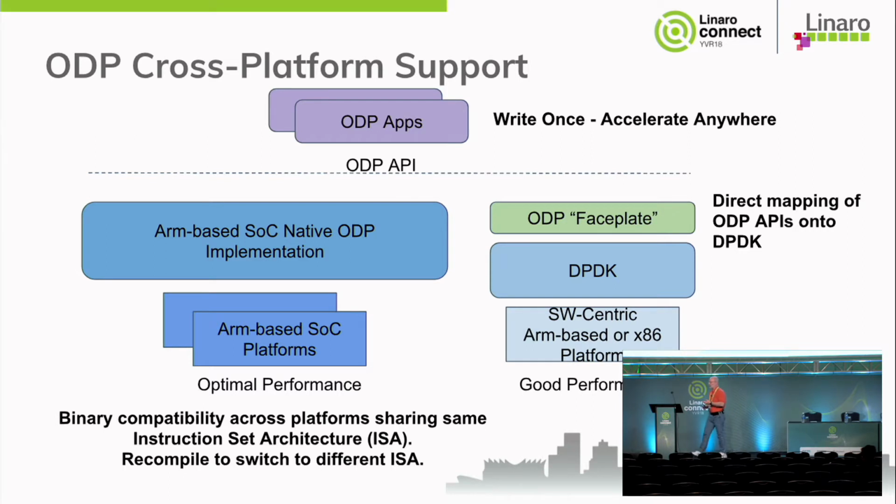So the way this works in practice from a cross-platform support perspective is shown here. If I have an ODP application written to the API, then if I'm running, for instance, on a software-centric ARM or x86-based platform that has DPDK, it will use the ODP faceplate to map the ODP APIs onto DPDK and get good performance on that platform at basically no cost to the application developer or the platform provider. If, on the other hand, the platform has a native ODP implementation that's going to exploit whatever unique IP is available on that platform, and these are typically ARM-based SoCs, then the same application, possibly even the same binary application if you're talking about AArch64 across the board, will get optimal performance because it's transparently accessing those native acceleration features.